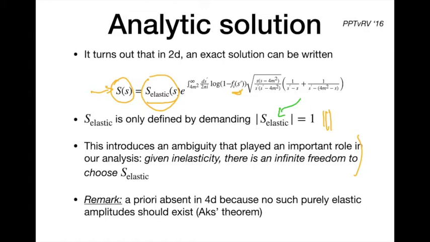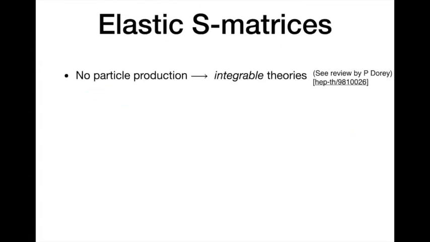So that's something that we had to deal with in this problem in 2 dimensions, but it shouldn't be there in 4 dimensions. So what are these elastic S matrices? First, they're pure phases, so they have no particle production, and they typically correspond to theories that are called integrable theories. There's a huge literature on this, obviously, but maybe the review by Patrick Dorey is a good starting point if you want to think about this.